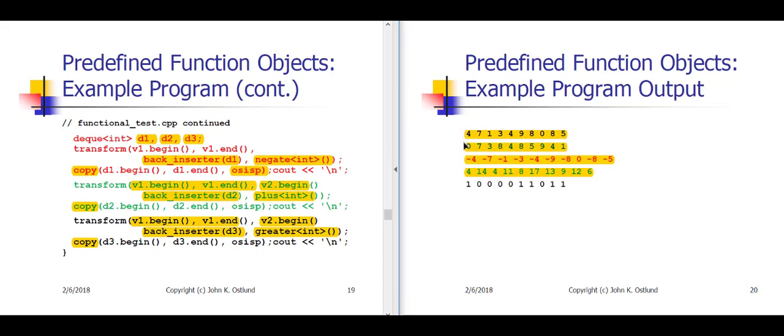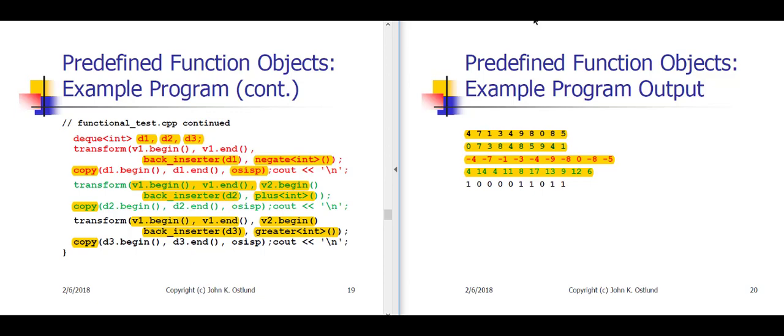4 is greater than 0, so I get a 1. 7 is not greater than 7, so I get a 0. 1 is not greater than 3, 3 is not greater than 8, 4 is not greater than 4, so I get 3 more zeros. Then 9 is greater than 8, 8 is greater than 5, so I get 2 1s, and so forth. Okay, so those were a couple of quick illustrations of some of the standard function objects that are defined for you as part of the library.